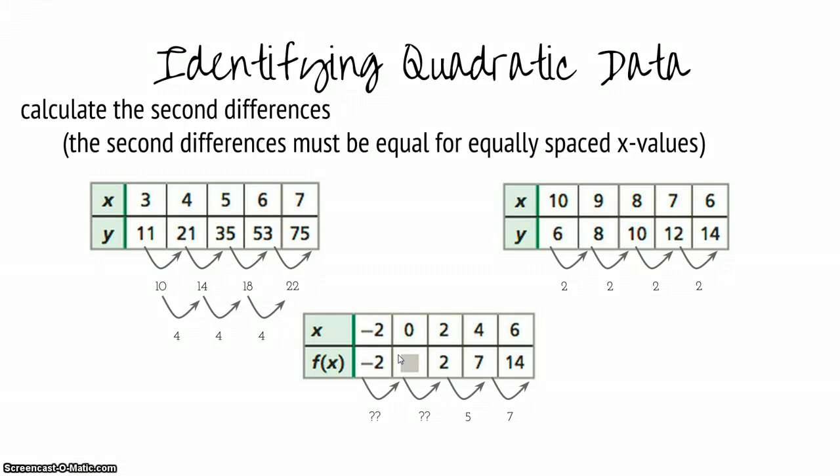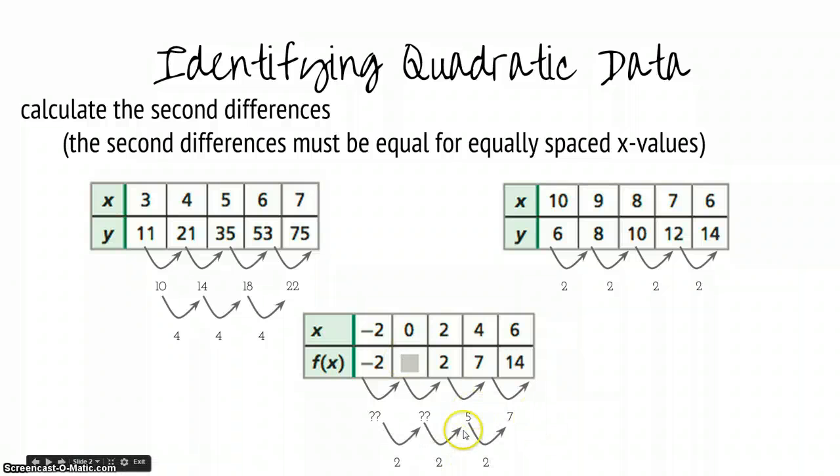So we start with this. We start by figuring out what the first difference is. Now the first difference, I don't know the first 2 arrows, but I know the second 2 because I know 7 minus 2 is 5, and I know 14 minus 7 is 7. Okay? So we take it down another level.